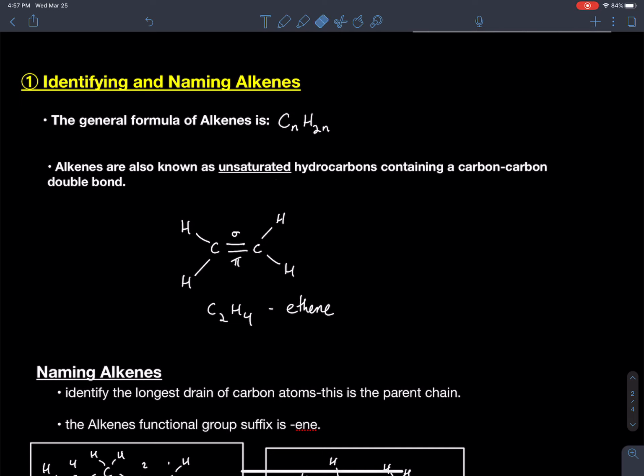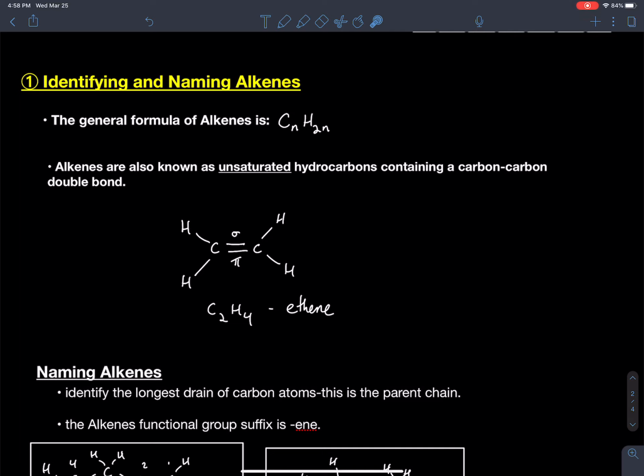Now for the higher level students, I just wanted to point out this and this. One of the bonds in a double bond is a sigma bond. That's from the overlap of orbitals head to head. And a pi bond is made from the overlap of p orbitals. So the hybridization of these two carbons would be sp2 and sp2.